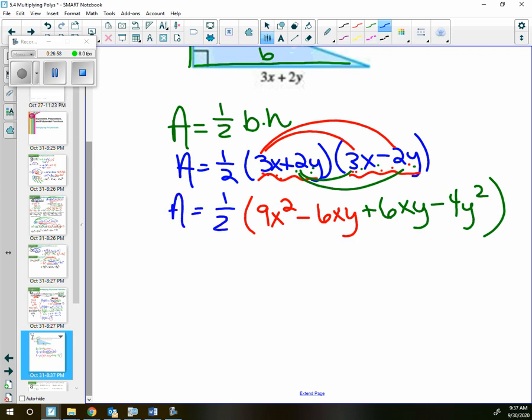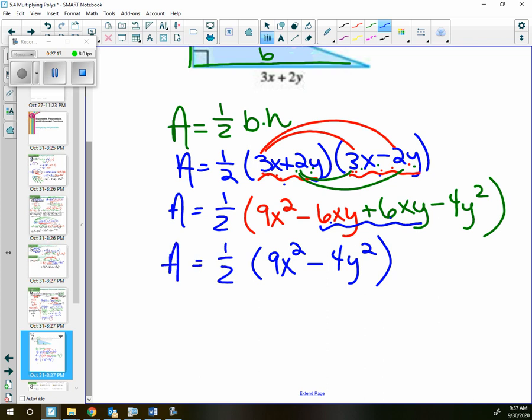Okie doke. Now take a look on the inside. We have some like terms. When you have these opposite signs, this will always happen. Those two inside and outside terms, they add to 0. So all you have left is 9x squared minus 4y squared. It's called difference of squares. And then we have that 1/2 out front.